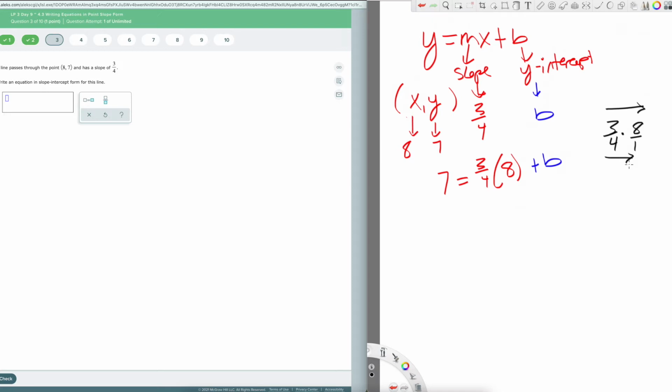All right, so if we do this one, we get 24, right? 8 times 3 is 24 over 4. So now, if we do this one, we have 24 divided by 4, and that gives us 6.